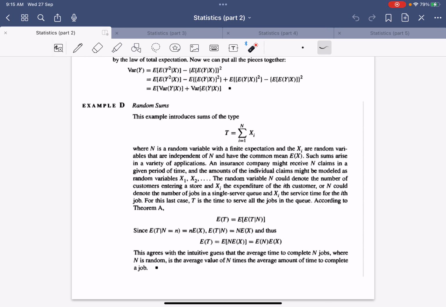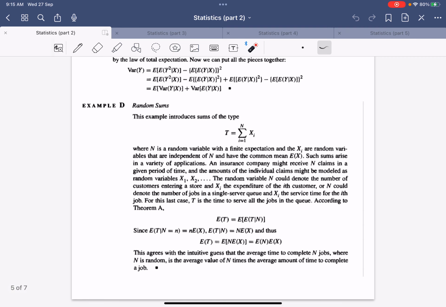So next we look at an example, and this is really talking about random sums of a given random variable. So it's like you do an experiment n times. So you have x1, x2, all the way to xn, and you take the sum of it. And in this case, how many terms you sum is n, and n is a random variable as well, so it's a random sum.